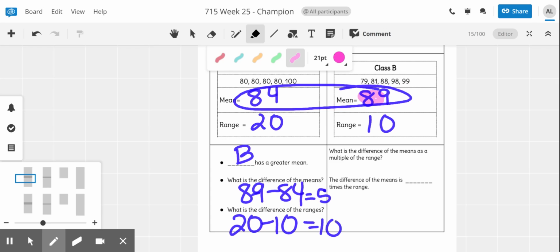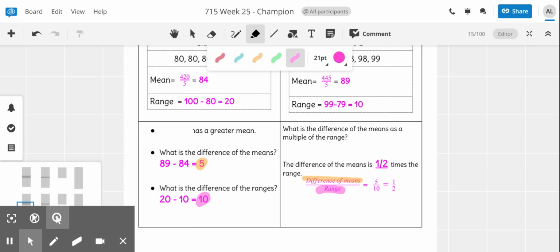So how is this data going to help us figure out which class did better? We know Class B has an average of 89, which is higher, and Class A has an average of 84, which is lower. So what is the difference of the means as a multiple of the range? We know that there is about a half times difference here. The difference of the means is 5, and the difference of the ranges is 10. So the ratio of 5 divided by 10 means we have the same exact ratio of 1/2 as the previous one.